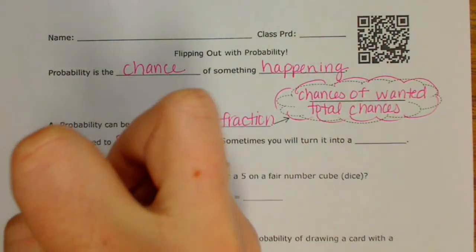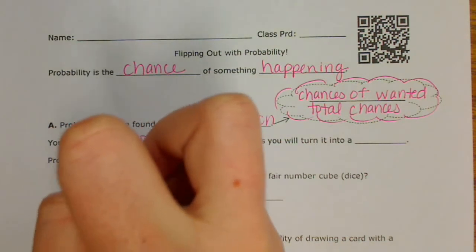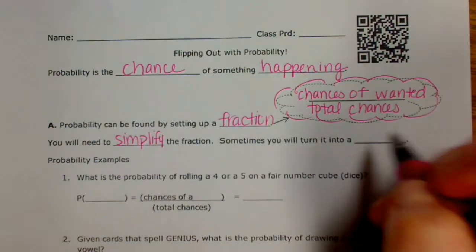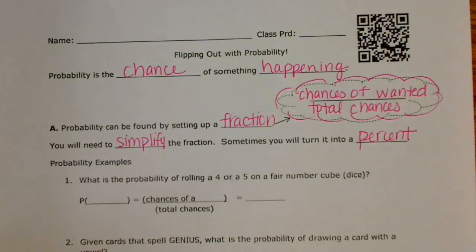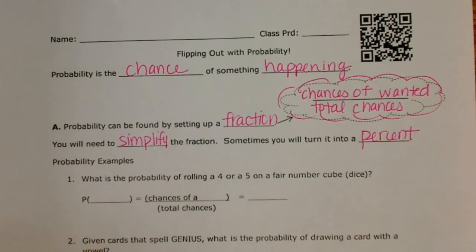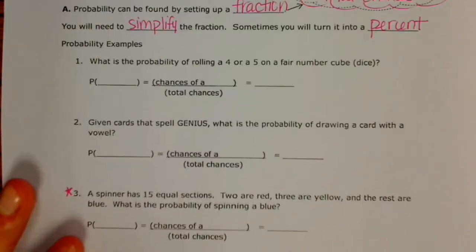You're going to need to simplify your fraction. And sometimes you're going to turn your fraction into a percent. Sometimes they're going to ask for a percent, like the chance that it's going to rain, it's maybe a 20%. They don't tell you a fraction, they tell you a percent. So we're going to work a few examples together.